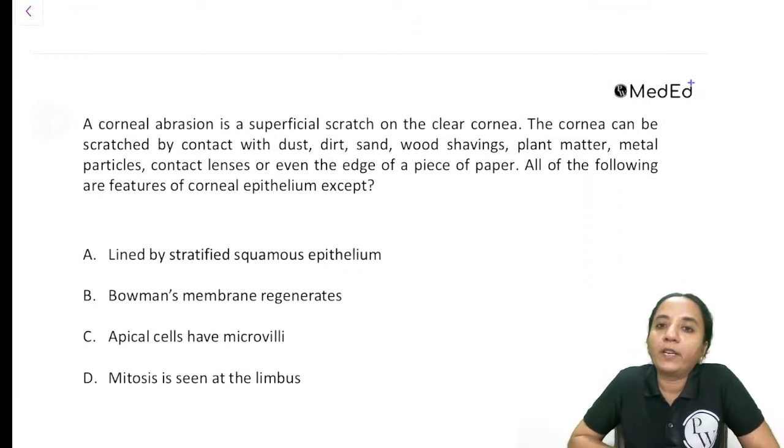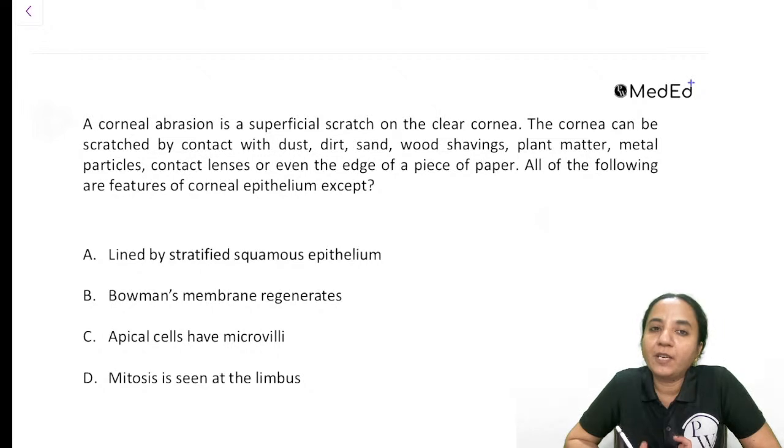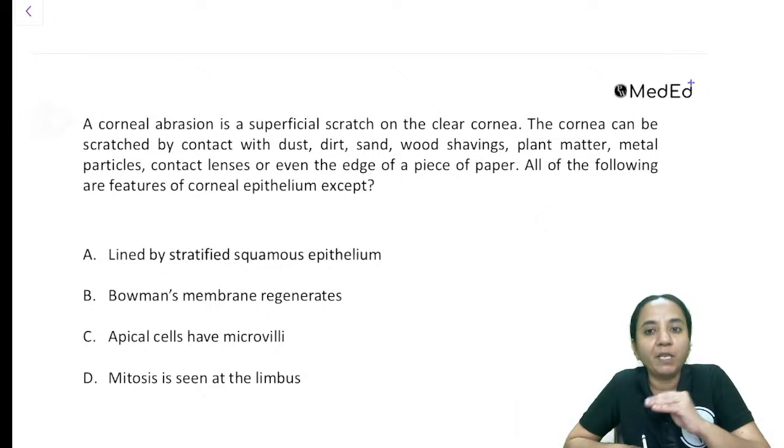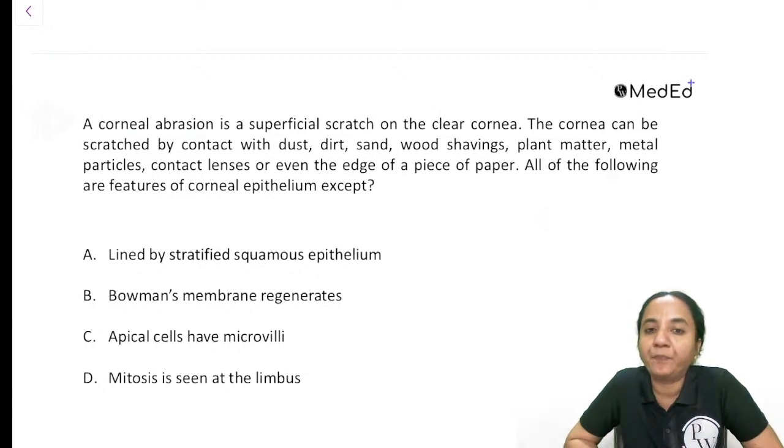See, there is a corneal abrasion. Now, corneal abrasion can happen with dust, dirt, sand, metal particles, contact lenses, etc. Now, what do we mean by an abrasion? Abrasion actually means that there is a breach of the epithelium. So, which of these is incorrect?